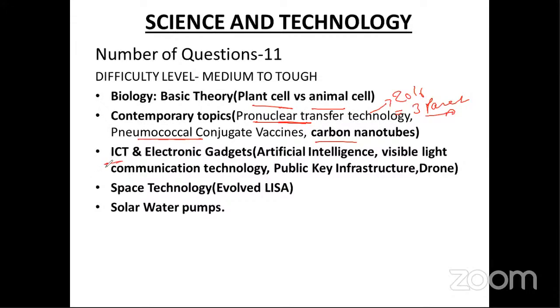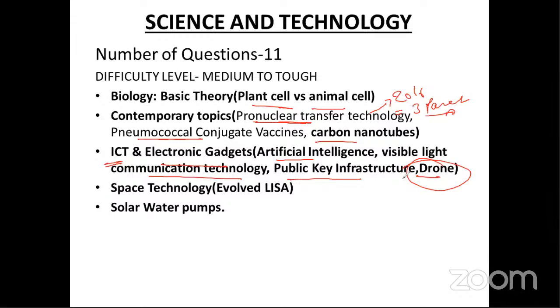Okay, then information communication technology and electronic gadgets, UPSC always asks questions from these. This is not the first time UPSC had a question from artificial intelligence. UPSC has already asked two or three questions from artificial intelligence, visible light communication technologies, public key infrastructure and drone. These are some of the electronic gadgets. Okay, see what the applications of unmanned aerial vehicles are, what we can utilize them for: disaster management, economic development, proper planning in any of the areas. Then how we can make our economic development with the help of such technologies.